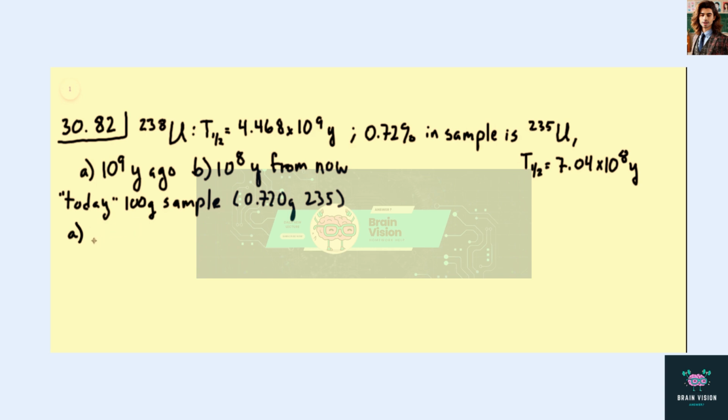So we have our usual decay equation, N equals N naught e to the negative lambda t. Now, in this case, we know what N is, because that's the value today after a billion years has elapsed. So we just want to solve this for N naught. So we just get e to the positive lambda t.